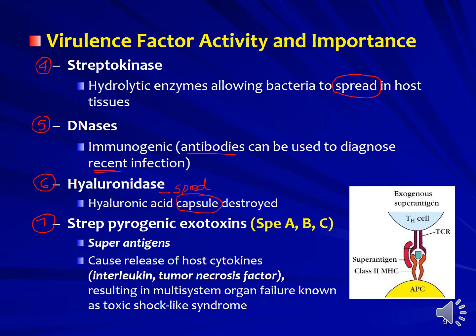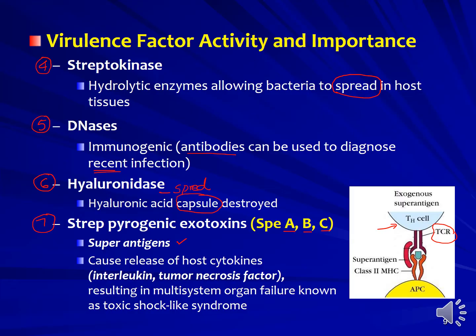These streptococcal pyrogenic exotoxins are of 3 types: A, B, and C. And these streptococcal antigens are mainly considered as super antigens. Why are they called super antigens? These particular toxins are not presented to the T lymphocytes through the TCR, the T cell receptor.